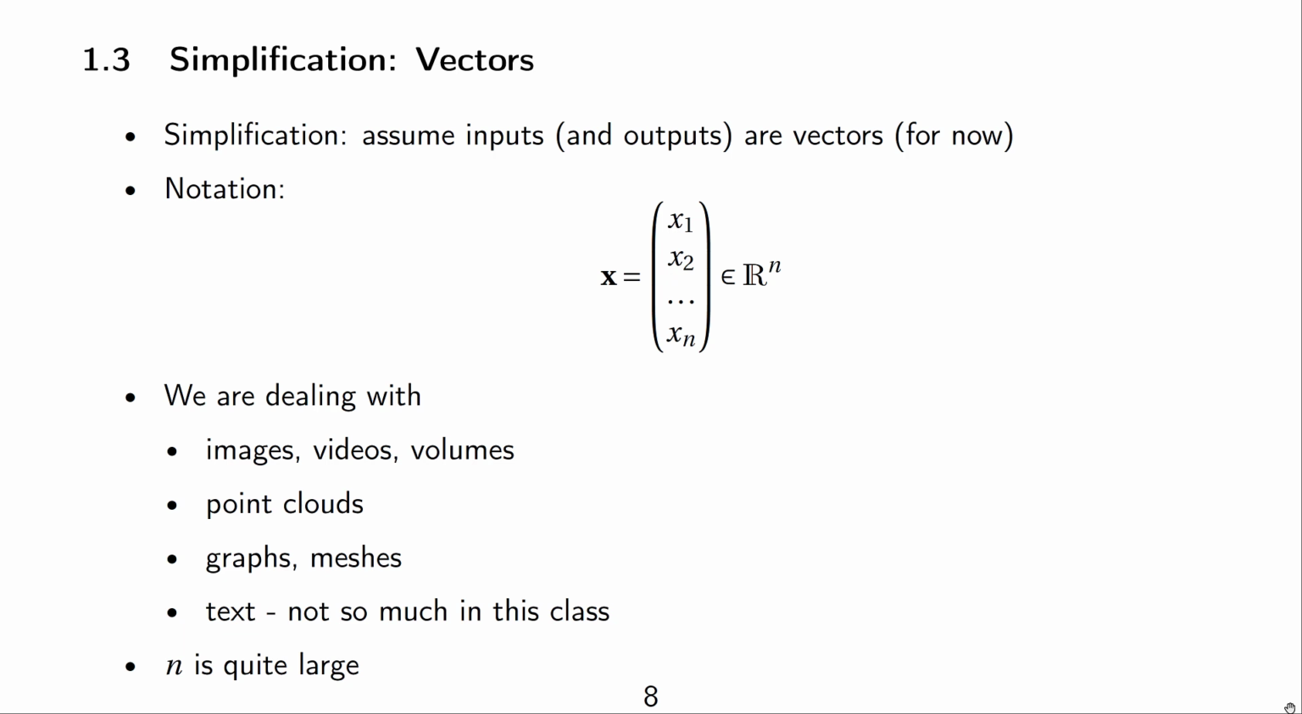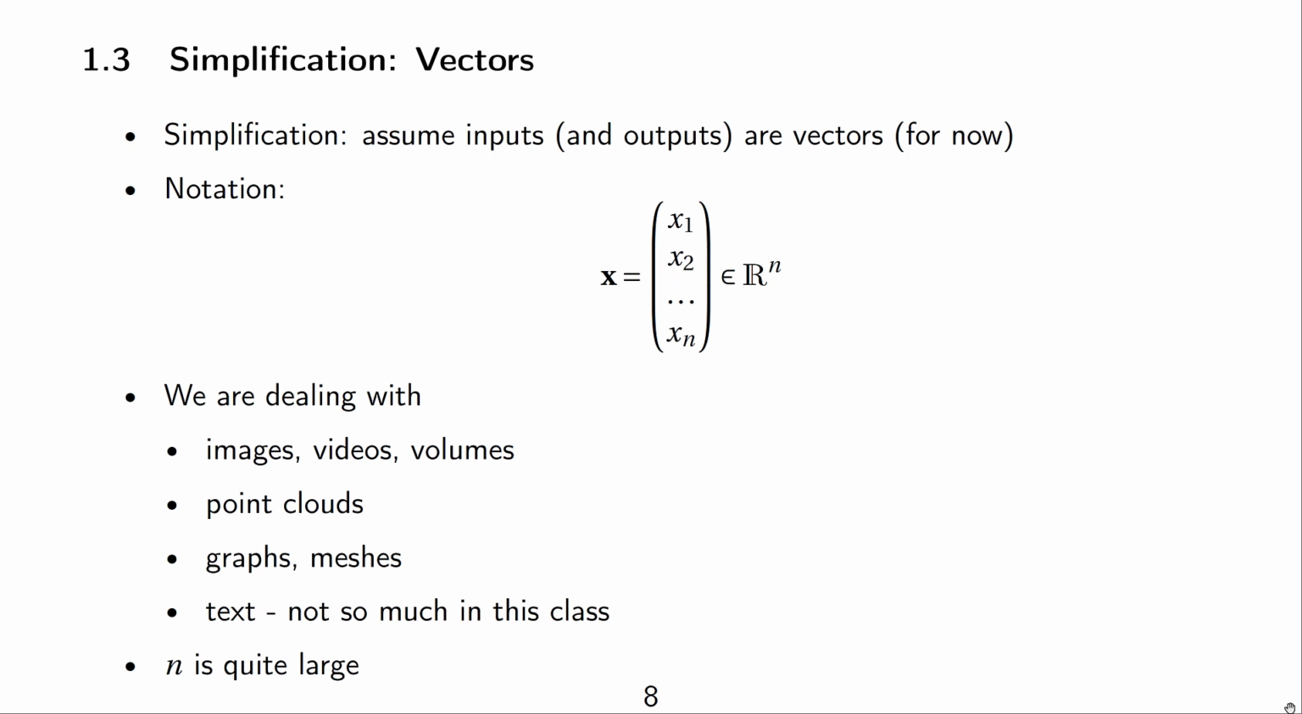For now, let's make a simplifying assumption that the inputs, and possibly also the outputs, are vectors. This is a convenient simplifying assumption when discussing fully connected neural networks. We'll keep in mind that other networks will have different types of tensors as input and output, but we'll just focus on neural networks that use vectors as input and output.